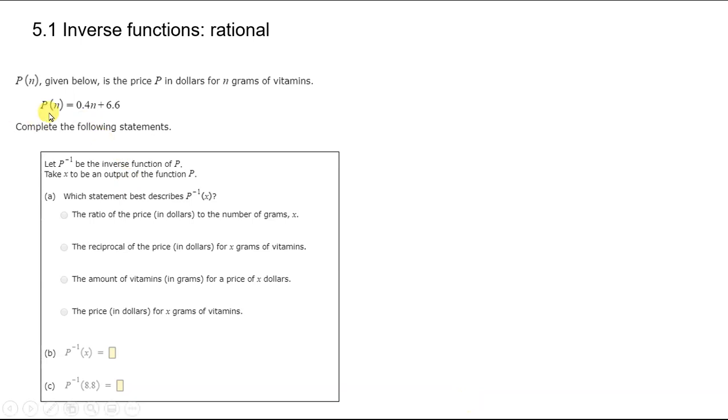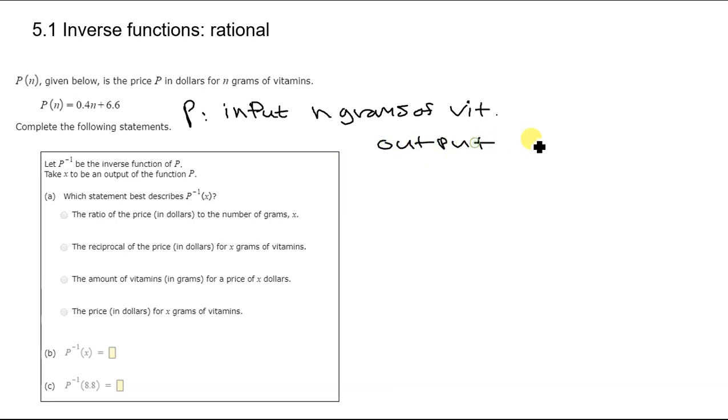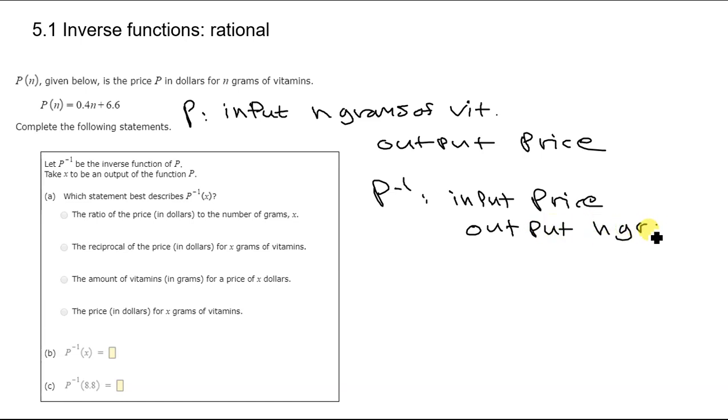Let's try one more example here where we interpret the meaning of the inverse function given this physical situation. Here, we have a function p whose input is in grams of vitamins. For p, the input in grams of vitamins, the output is the price. So now for p inverse, we flip the direction. Input will be price. The output will be in grams of vitamins. So which of these statements matches this?